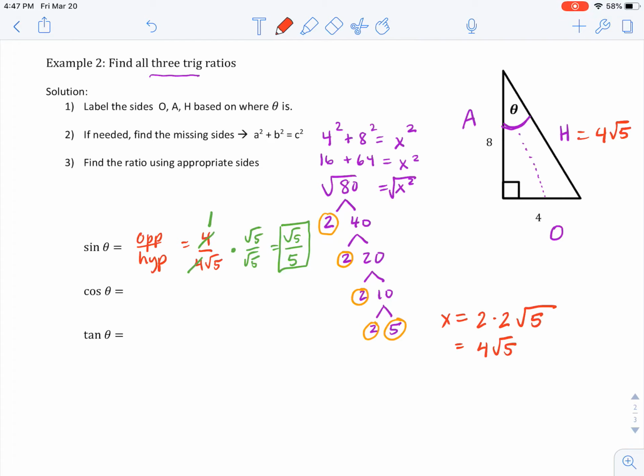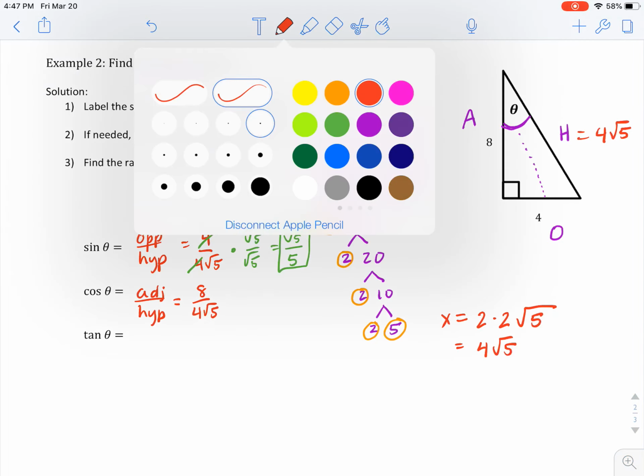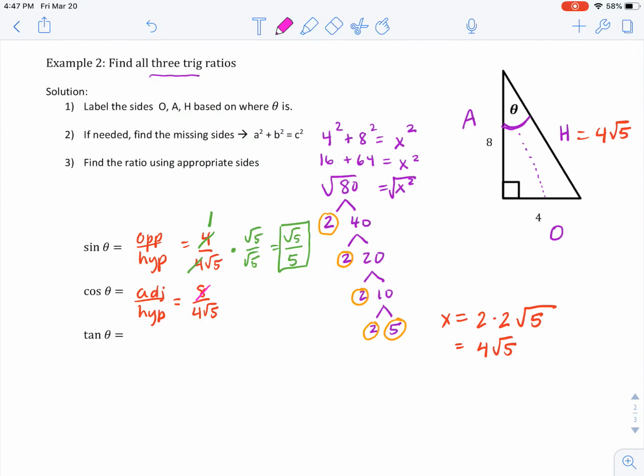Cosine, adjacent over hypotenuse. So CAH. The adjacent is 8. The hypotenuse is 4 root 5. Again, I can do some canceling. This time we'll have 2 over root 5. And then we'll rationalize the denominator.